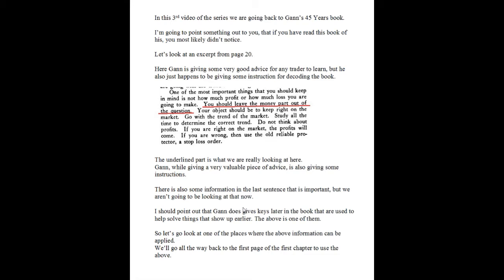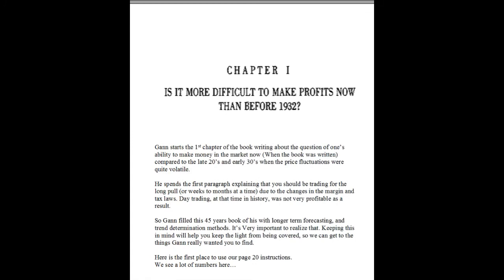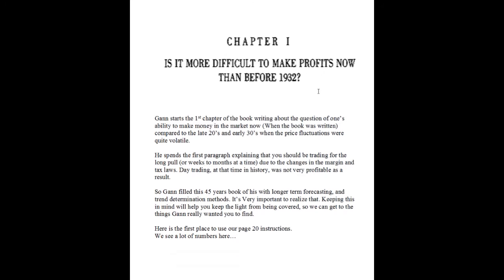So let's look at one of the places where the above information can be applied. We'll go all the way back to the first page of the first chapter to use the above. Now, the heading of chapter 1 in his book is "Is it more difficult to make profits now than before 1932?" And keep in mind, this book was written in 1949.